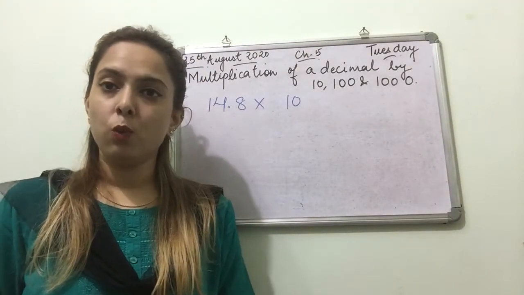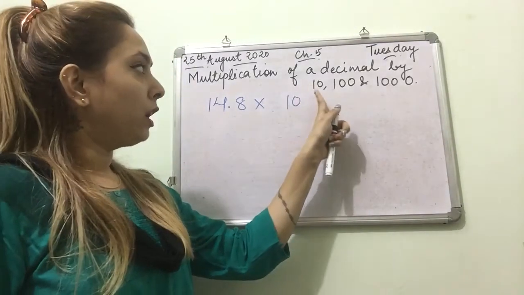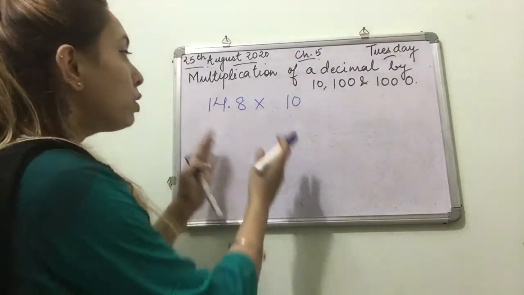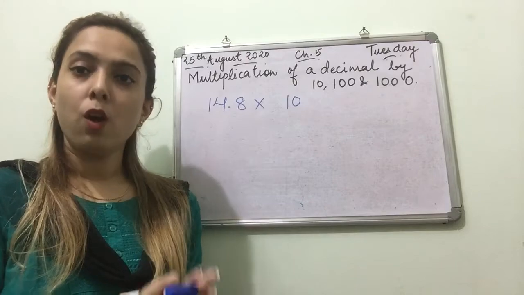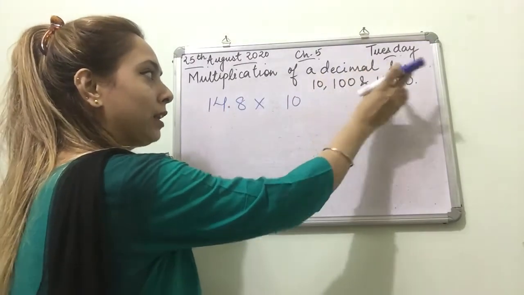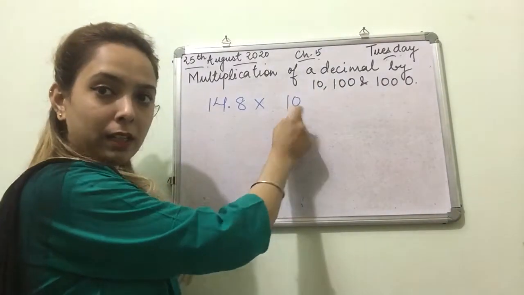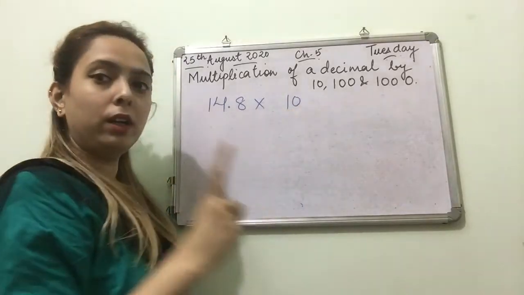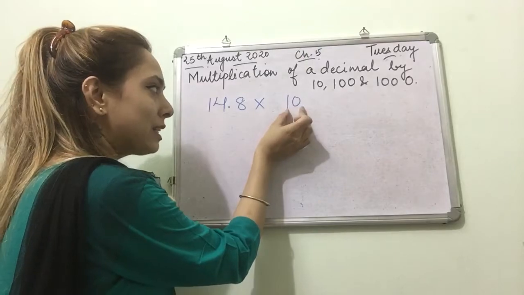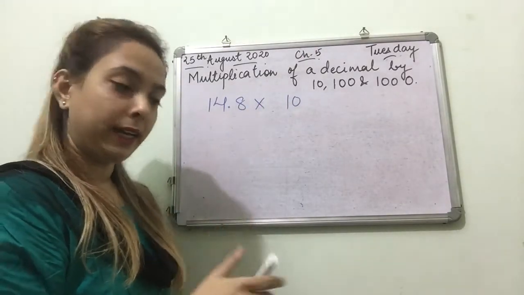Just now we have done the multiplication of a decimal by a whole number. 10, 100 and 1000 are whole numbers. The simplest way of multiplying a decimal number by 10, 100 and 1000 is this: in 10, we have only one zero. So just multiply 10 by 14.8. You can do the multiplication directly.